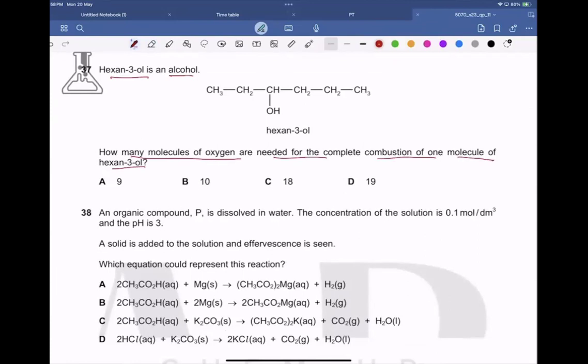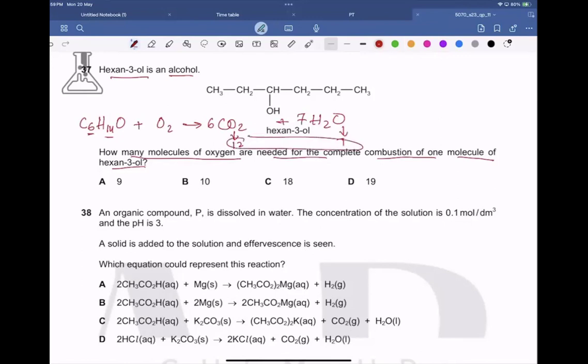So if you see its molecular formula, it is C6H14O. So if I react it with oxygen to form carbon dioxide and water, let's balance the equation. So how many moles of oxygen are needed? 6 carbons, so 6 carbon dioxide, 14 hydrogen, so 7 water, right? So how many oxygens do we have over here? 12, and how many over here? 7.